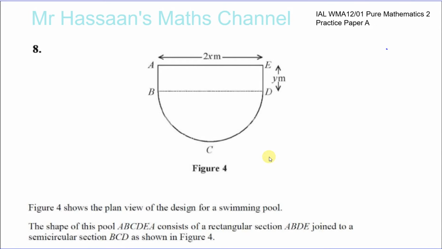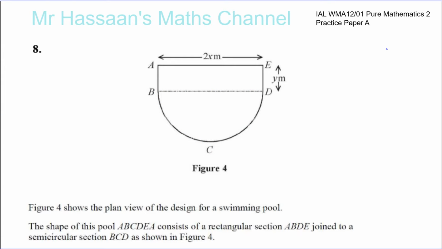Okay, question number 8 from practice paper A, International A-Level P2. Here we have a question which tells us about the plan view of the design for a swimming pool. The shape of the pool is A, B, C, D, E, back to A again, consisting of a rectangular section here. So this is a rectangle, we know for sure it's a rectangle because it told us. A, B, D, E, joined with a semicircular section, so this is definitely a semicircle.